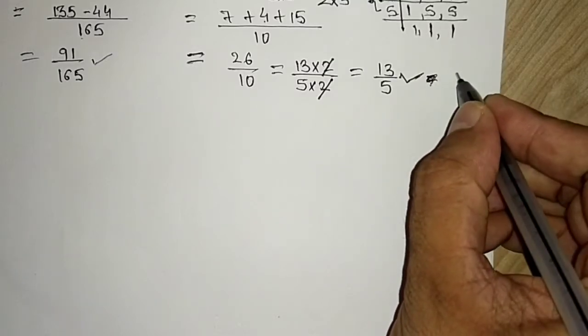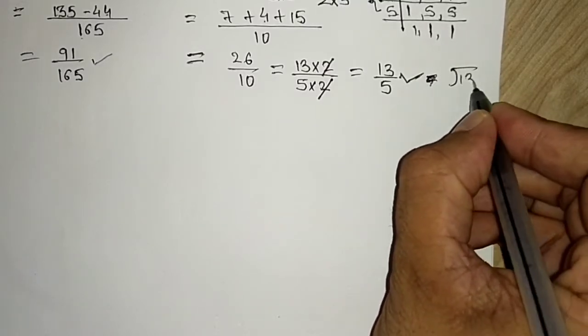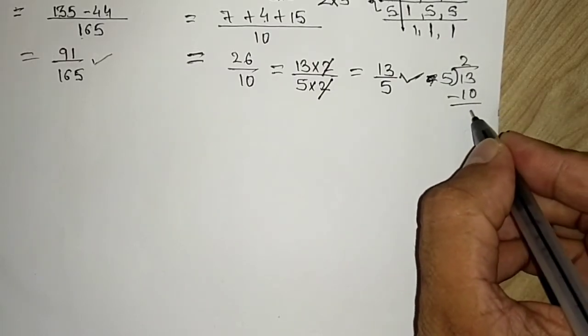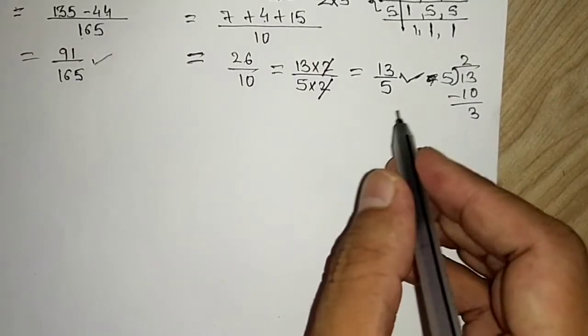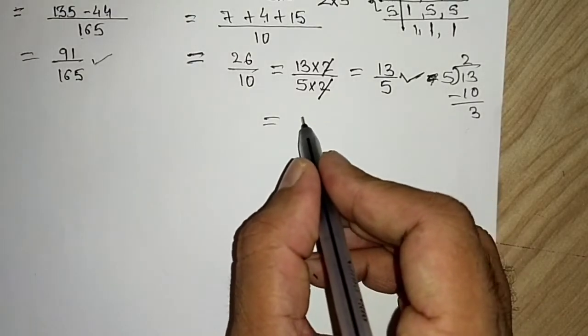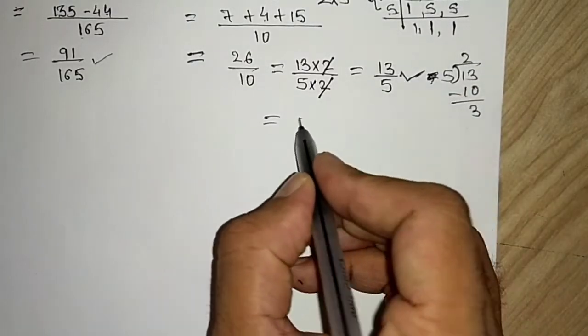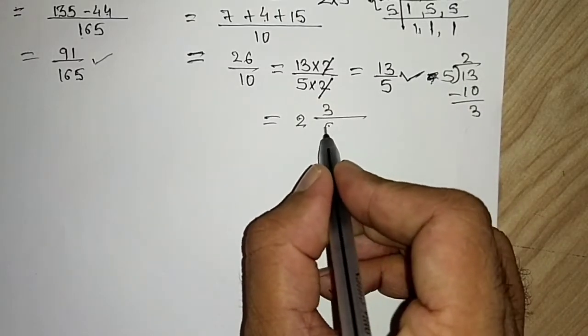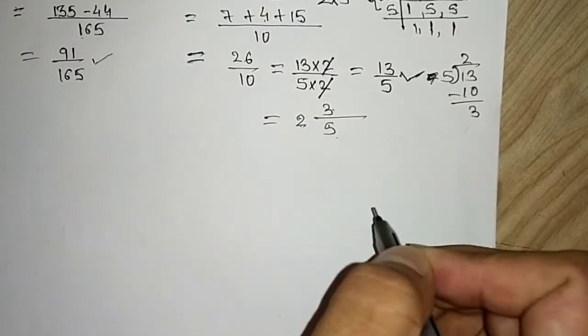Let me try and solve here only. 13 divided by 5. 5 2s are 10. So the remainder is 3. And how to write a mixed fraction? We write the quotient over here. And what is the quotient? 2. Remainder is 3. And divisor is 5. So 2 integer 3 by 5.